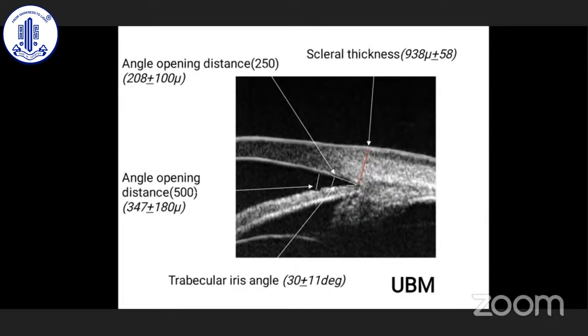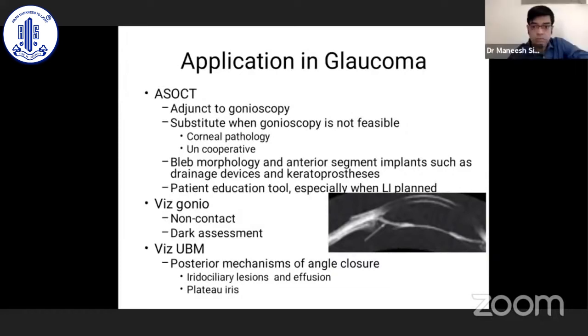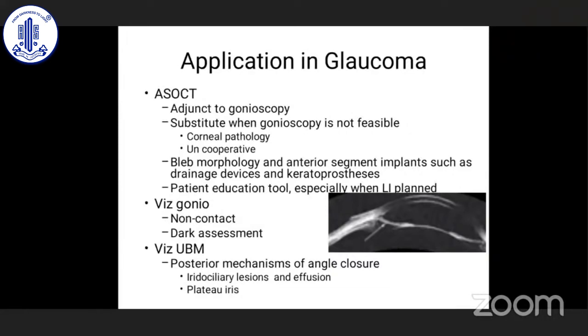I would like the panelists to comment. Some in my practice or where I visit are even using Pentacam. I don't know how good that is, but regarding anterior segment OCT, UBM, and their application in glaucoma, you cannot use these two tools as a replacement for gonioscopy. They are only used as an adjunct to gonioscopy in special situations like corneal pathology where gonioscopy is not possible, or it can also be used as a patient education tool because these pictures are very impressive. I'll show you some pictures in the next slides.